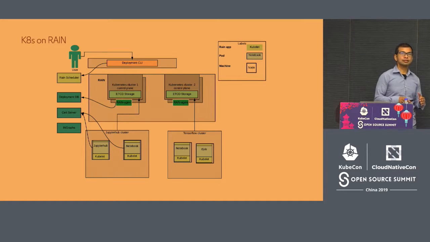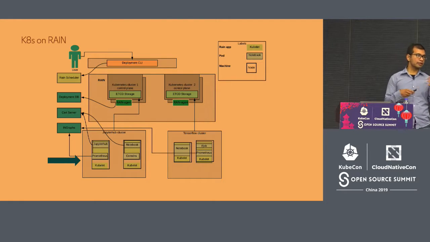We deployed Kubernetes on RAIN, so both the control plane and the application plane, the kubelets, are all on RAIN. So when they get deployed, they can get a certificate from our own certificate server, and they also can send metrics to our own metrics service. So this allows us to discover and manage Kubernetes clusters just the way we have been managing and discovering RAIN.